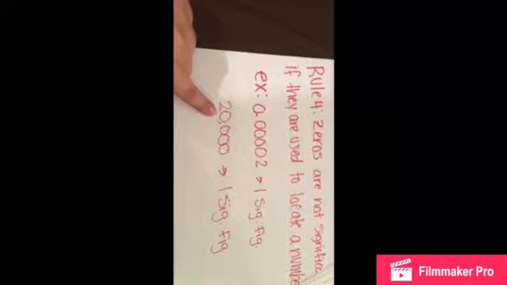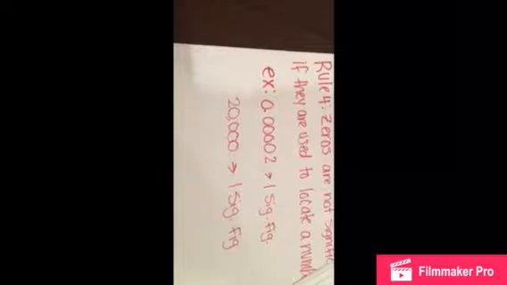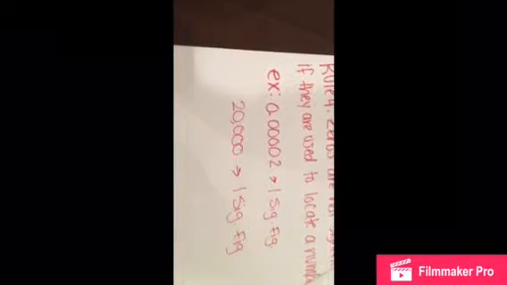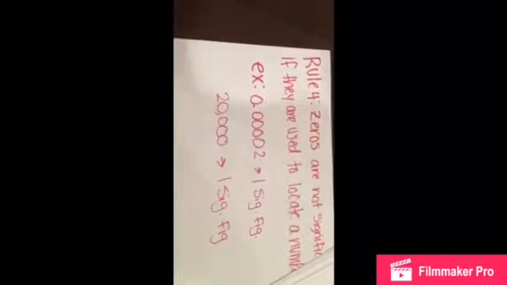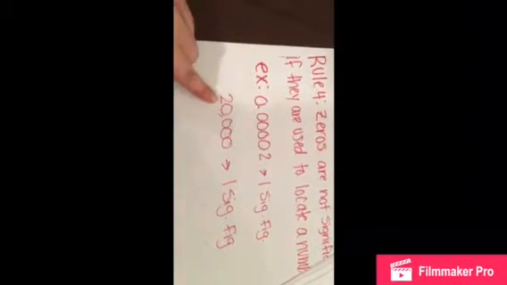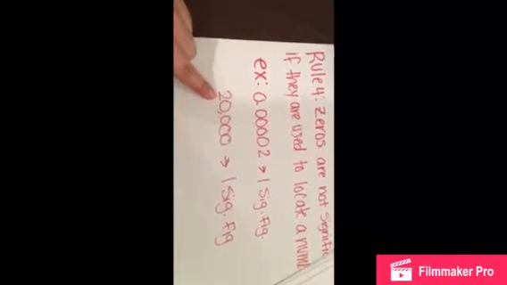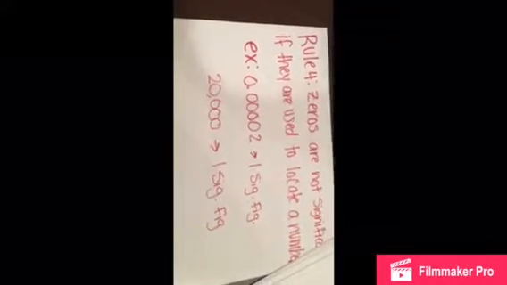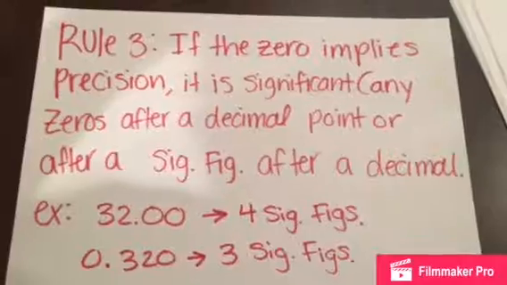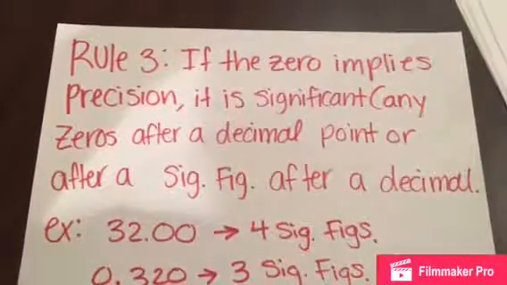Another example would be 20,000. 20,000 has so many zeros, and they aren't between any other significant figures, and they aren't after a decimal point. And that's why the only significant figure is the 2 because of rule number 1, which is any number 1 through 9 is significant. For rule number 3, if the 0 implies precision, it is significant.